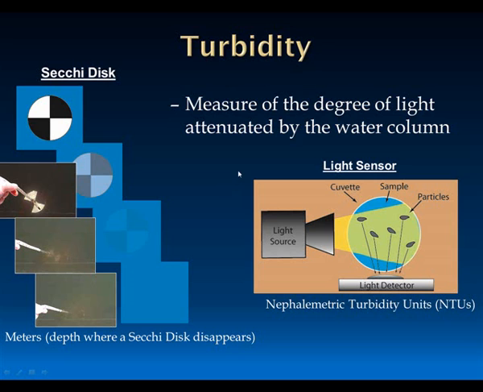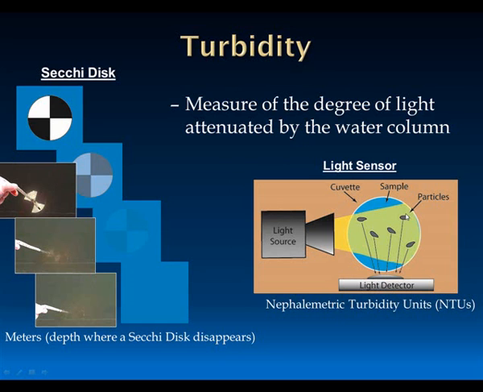Another way to measure this is with a sensor, a light sensor, where you shine a light into a water sample and a light detector measures how much of it is bounced off. And the units for this are nephelometric turbidity units, or NTUs.